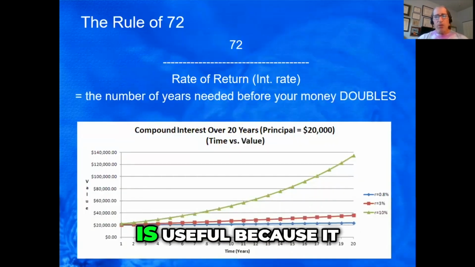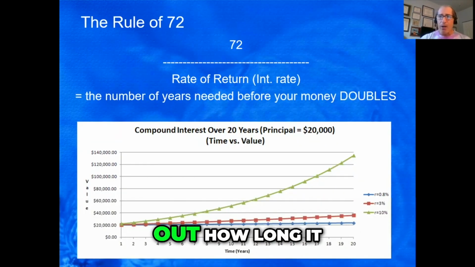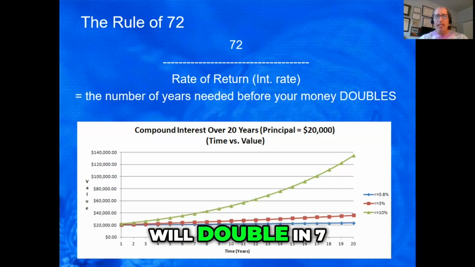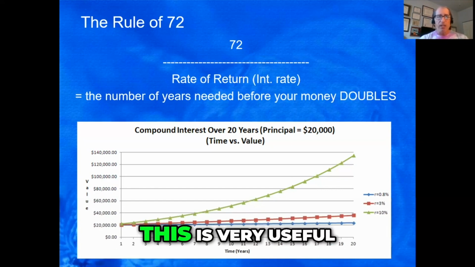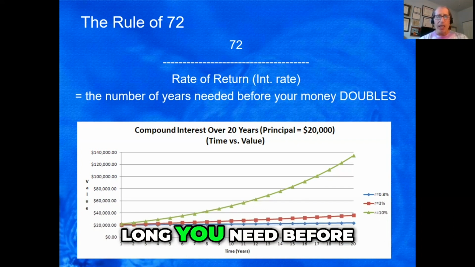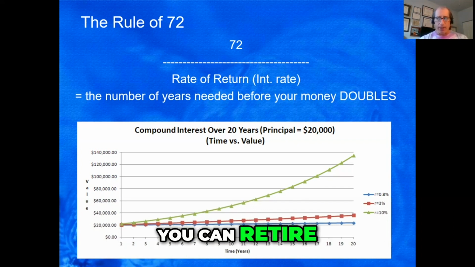The Rule of 72 is useful because it allows us to figure out how long it takes for our money to double. If our interest rate is 10%, we divide that into 72 and we can determine that our money will double in 7.2 years. This is very useful when trying to calculate things in your head to figure out how long you need before you can retire.